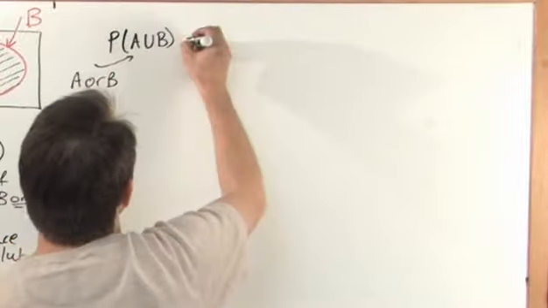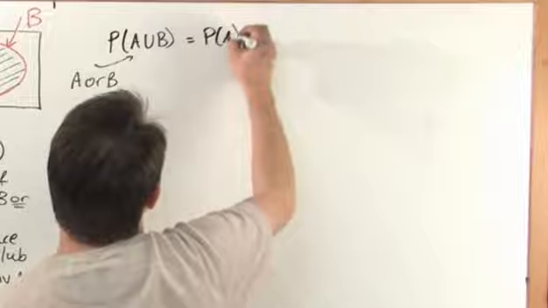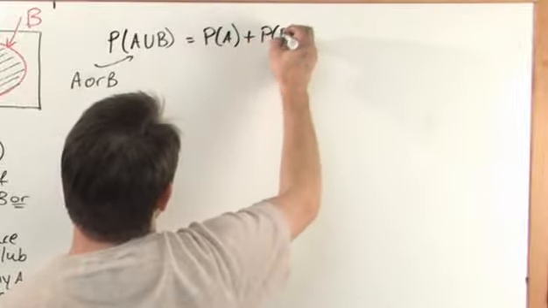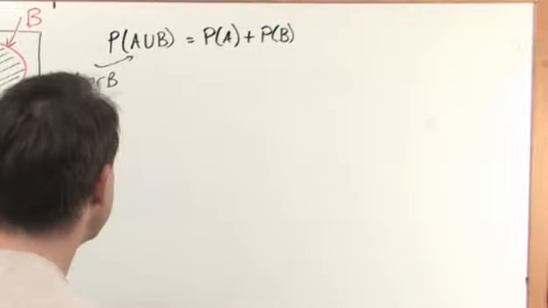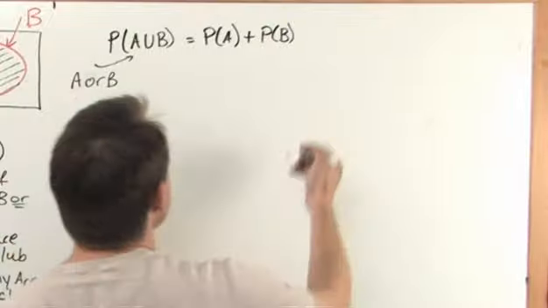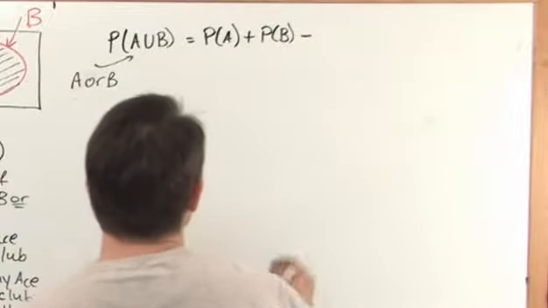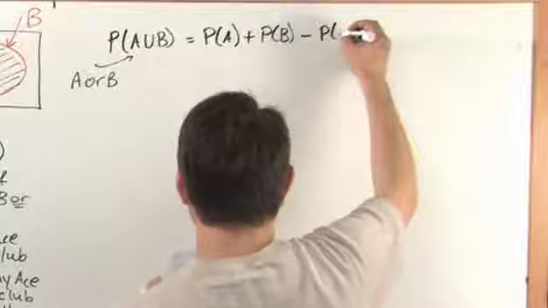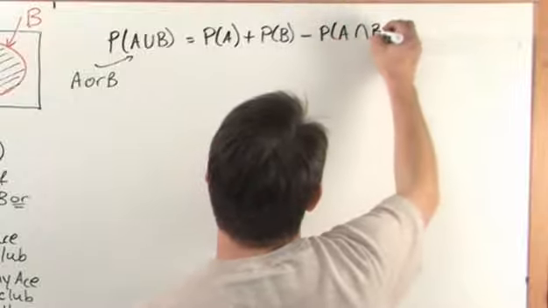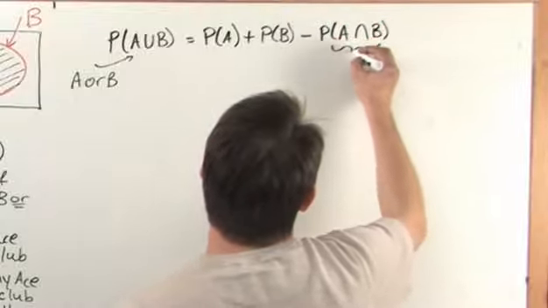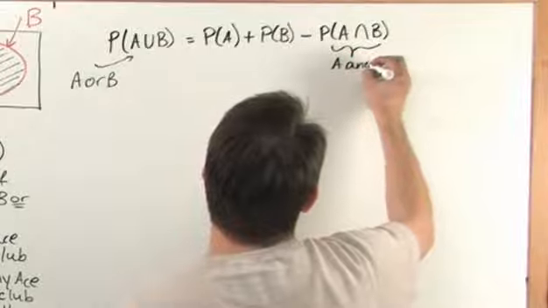The probability of A or B is going to be equal to the probability of A occurring plus the probability of B occurring. That's exactly what we just talked about, the two cards from the deck, you add them up. But there's one more thing here, minus, and we're going to show you where it comes from, the probability of A intersection with B. And don't forget, this is just the way of saying A and B.